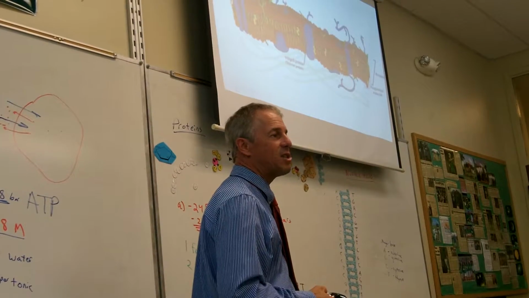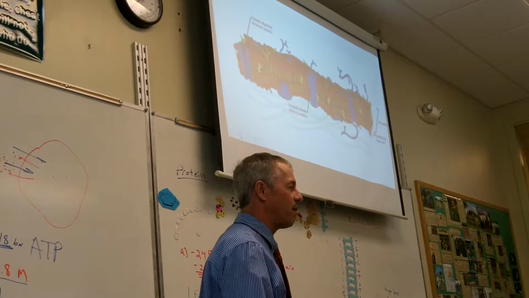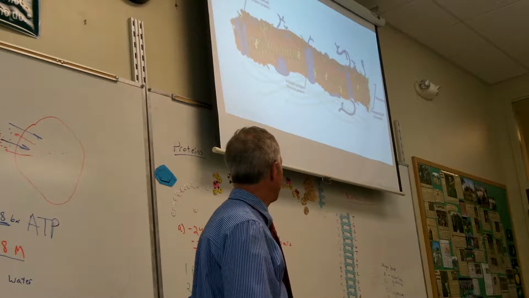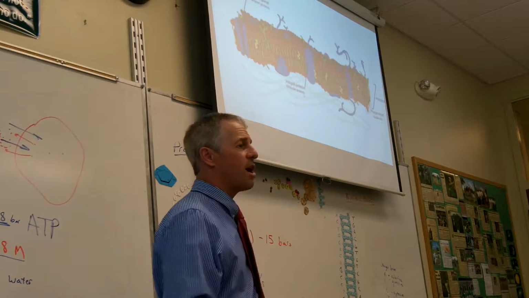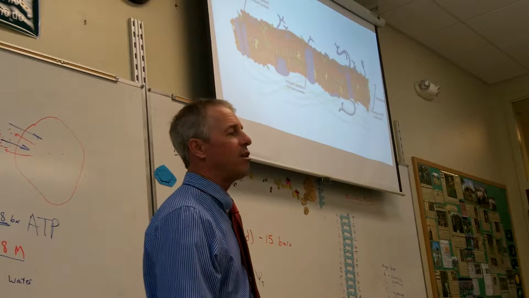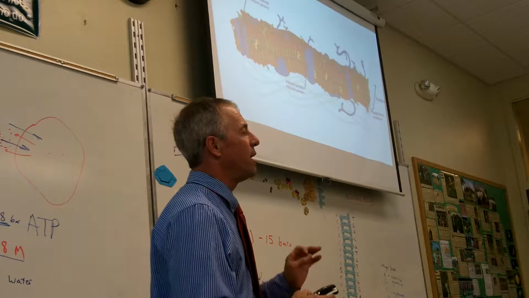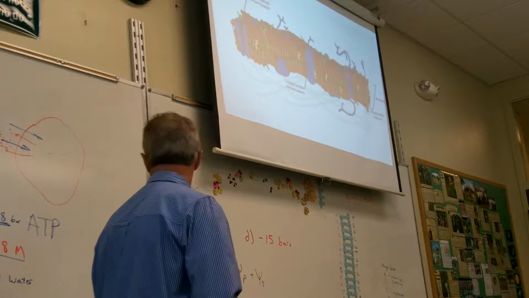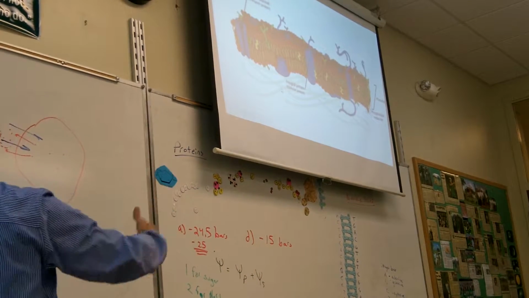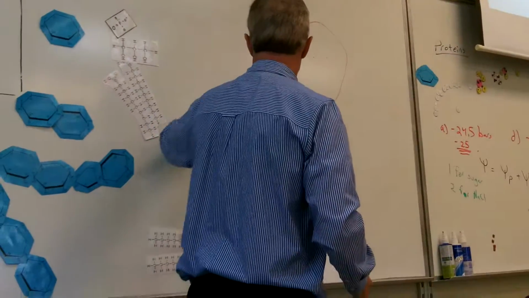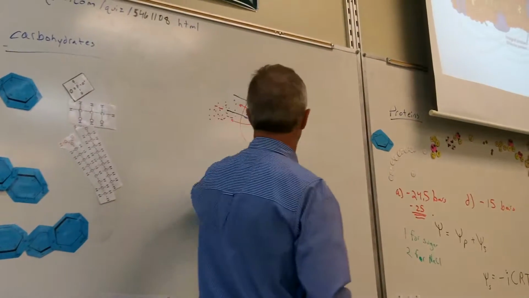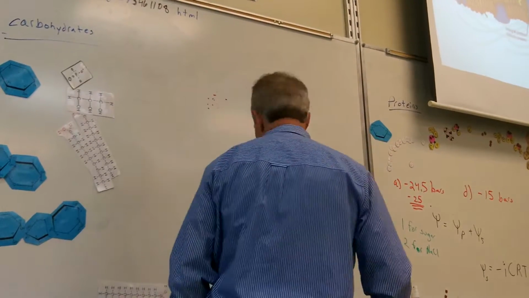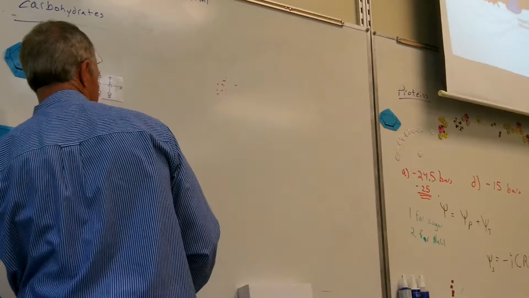Cells have to take in stuff and get rid of stuff. And material has to move across their membrane. Now, some material can do what we call diffusion. It can diffuse right across the membrane. Diffusion is simply the spreading out of molecules. Molecules will spread out. They'll tend to go from where they're in high concentration to where they're in low concentration.